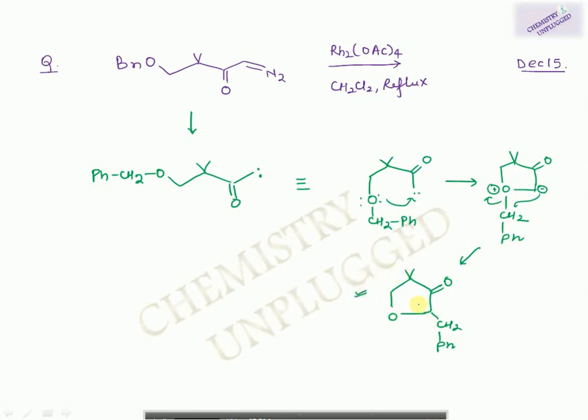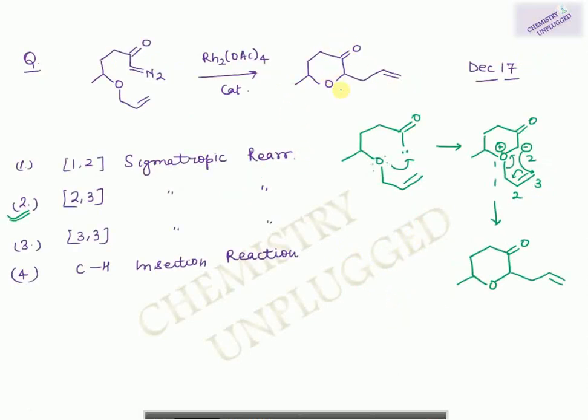Most of the time, only in this example, because in this case only one option is available, we can form only a 6-membered ring because of the presence of this oxygen. Otherwise it preferentially forms a 5-membered ring.